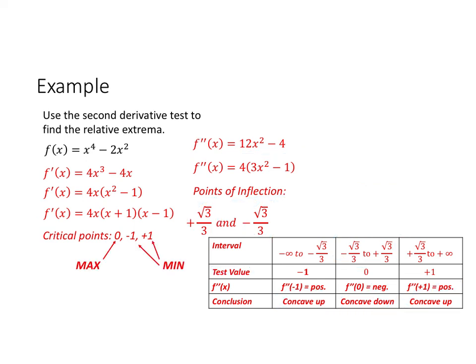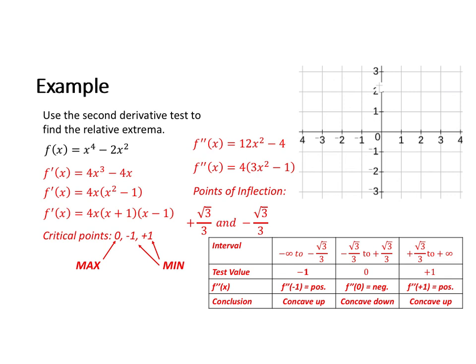So now let's look at these three regions. Notice we said for the first region it was concave up, all right? So at -1, it's a minimum. And at 0 here, it was concave down. So at 0, it's a maximum. And then lastly, at +1, it's concave up again. So it's also a minimum at +1.